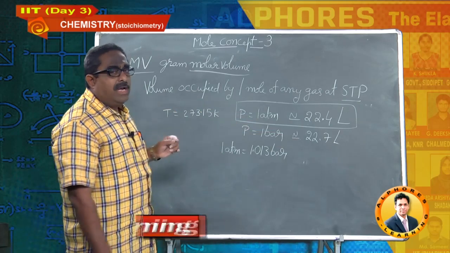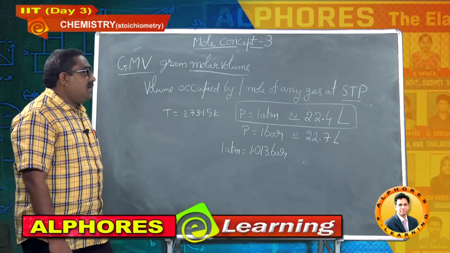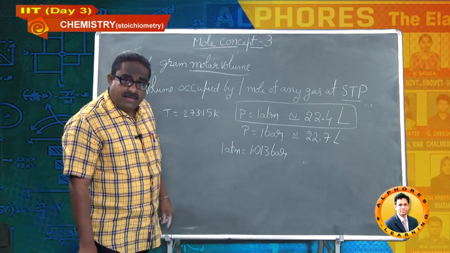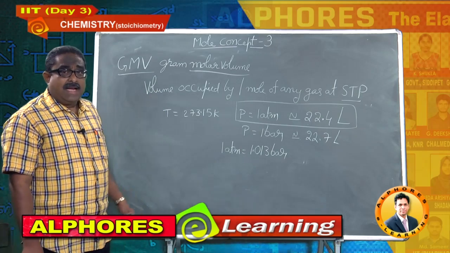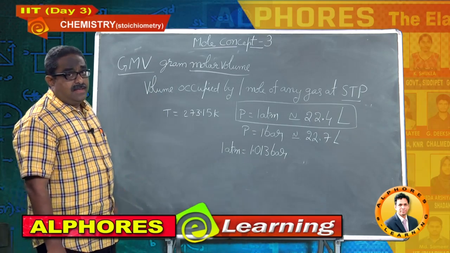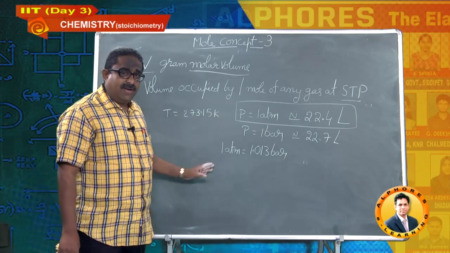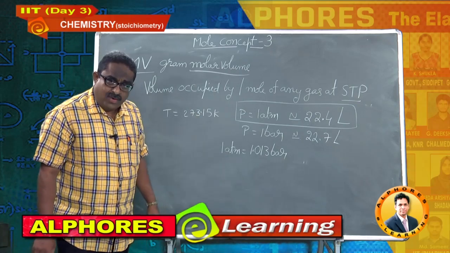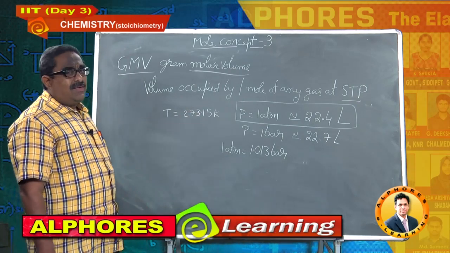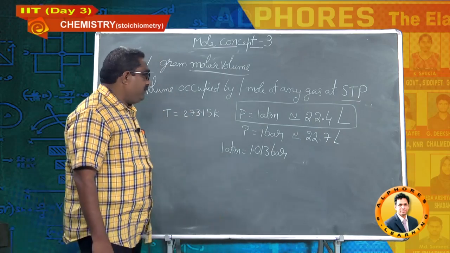Gram molar volume, GMV, is nothing but the volume occupied by 1 mole of any gas at STP conditions. STP conditions are very clearly written here. Note it down, students. And that value is 22.4 liters. So, we are also going to use 22.4 liters in our coming calculations, students.